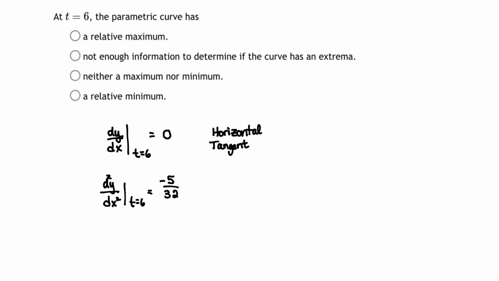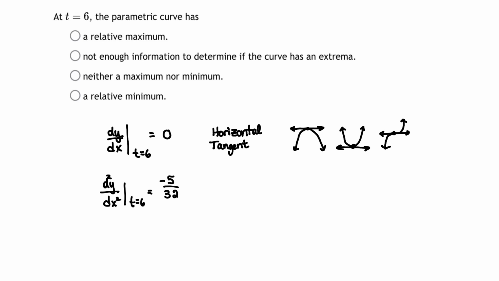When we have a horizontal tangent, there are 3 things that can happen with our curve. We could have a relative maximum. That's one thing that can happen when you have a horizontal tangent. We could have a relative minimum. That's the second thing that could happen. Or we could have an inflection point, where we have neither a max nor a min because we have a change in concavity from concave down to concave up or vice versa. What category we are in is often determined by our second derivative, using the second derivative test.